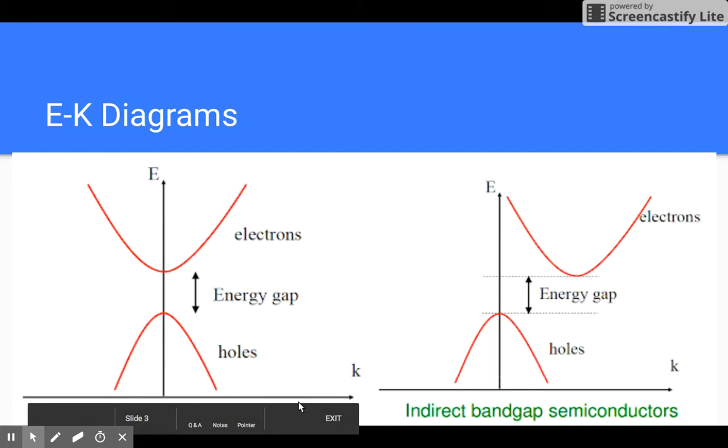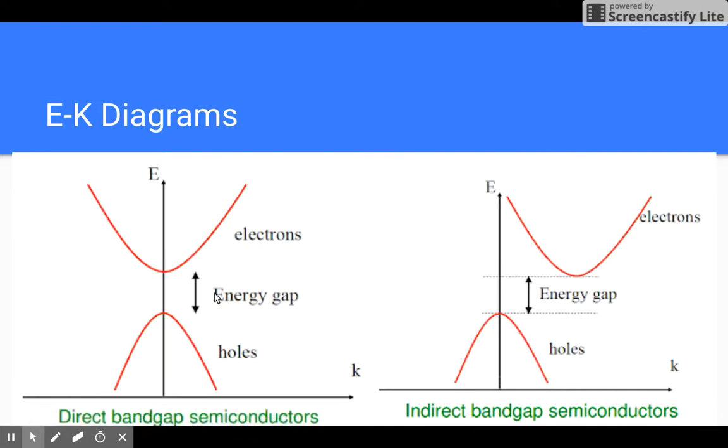So here momentum is on the x-axis and the energy is represented on the y-axis. Here the gap between these two points is called the energy gap.